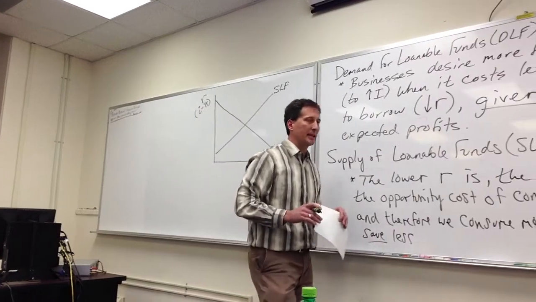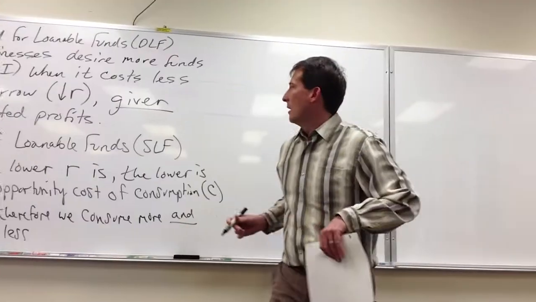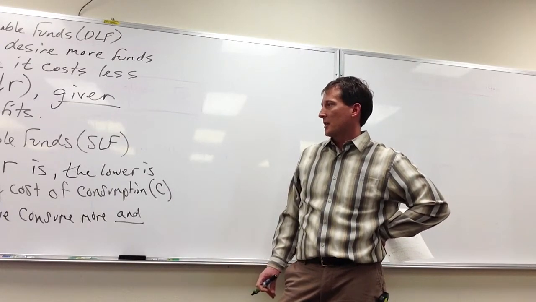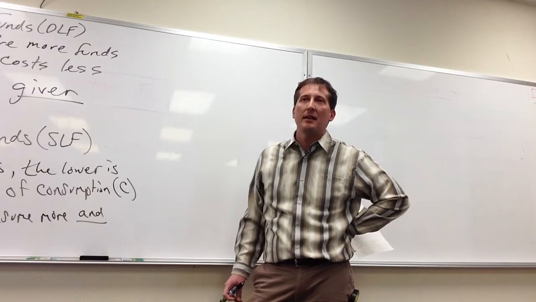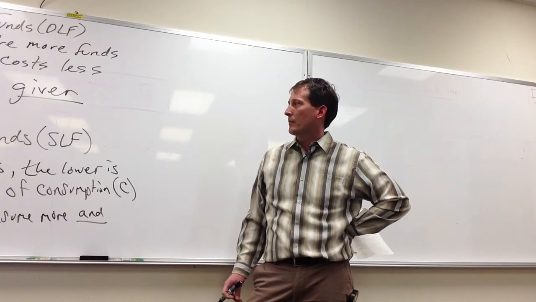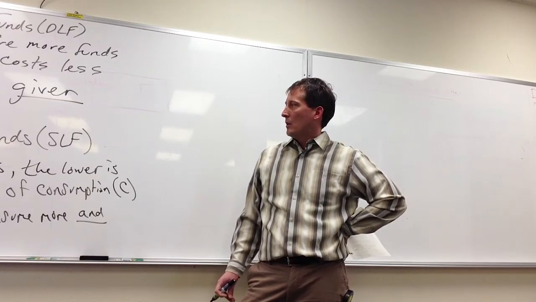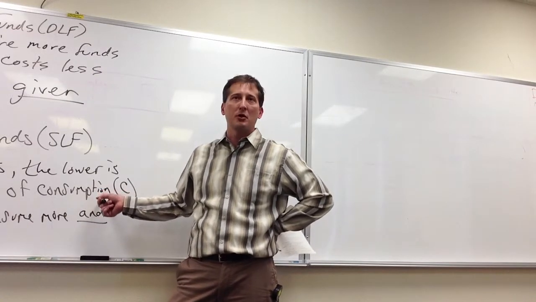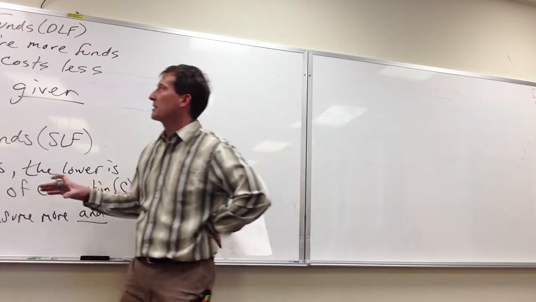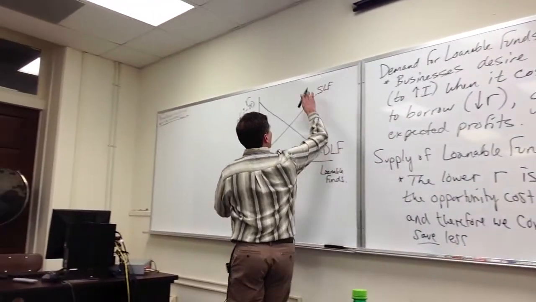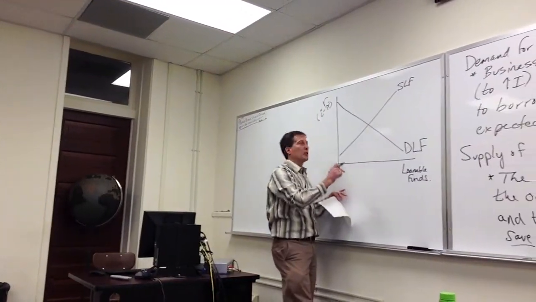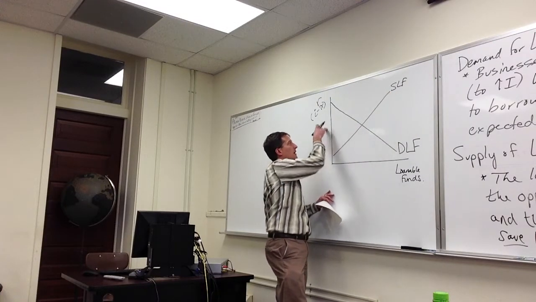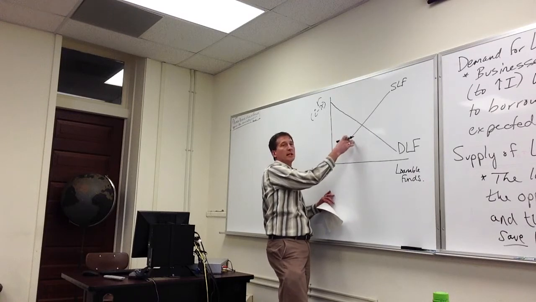I want you to get that down, and then we're going to dissect that a little bit. The lower the real interest rate is, the lower is the opportunity cost of consumption, and therefore we consume more and save less. So we're tying back now the thought of interest rates and consumption today, or on the flip side, savings. I use the word consumption even though we're looking at the savings behavior. I'm trying to describe why this thing's upward sloping. Why do we save less when the interest rates fall?